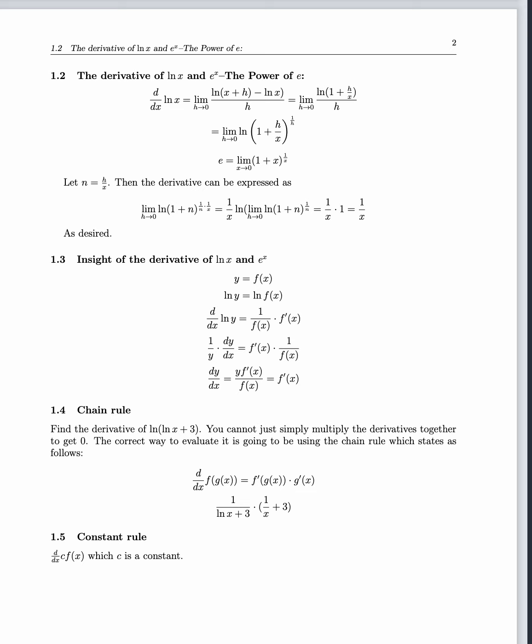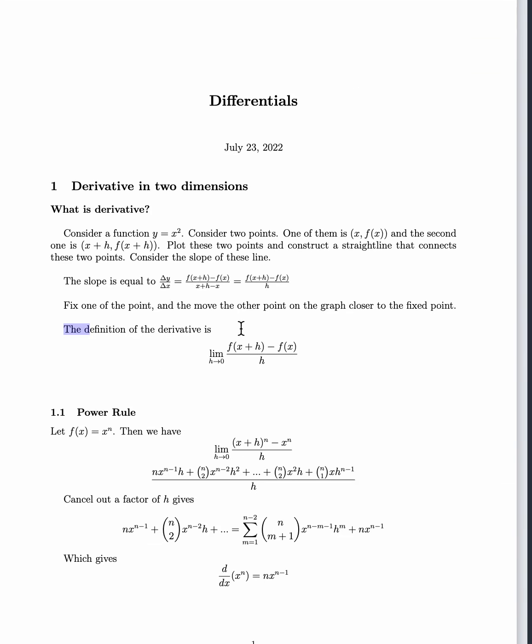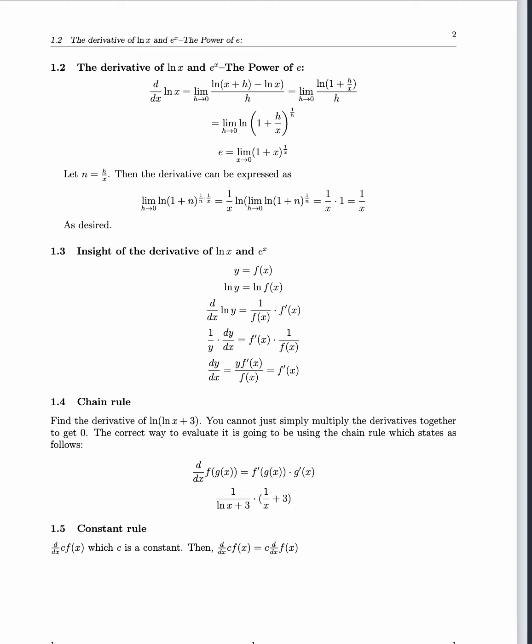Then d over dx of c f of x is basically just equal to c times d over dx of f of x. So basically what I did is you just move the constant outside of the derivative, which you can check by considering the definition of the derivative. So this is actually pretty simple and also pretty intuitive. Let's proceed to the next one.